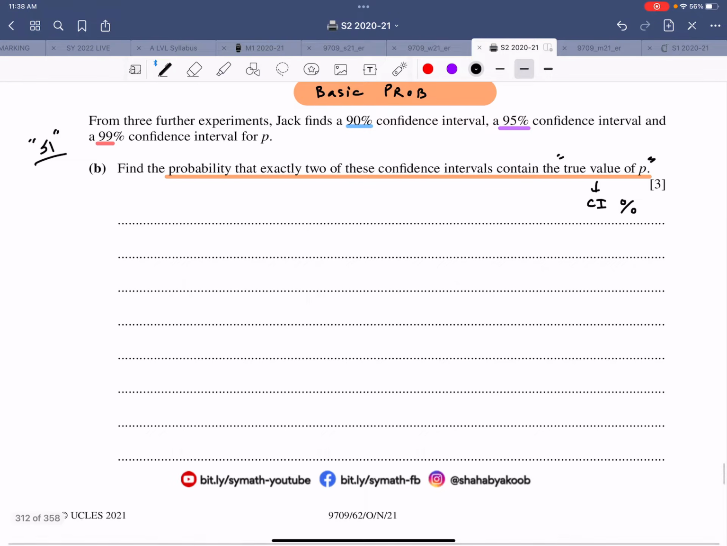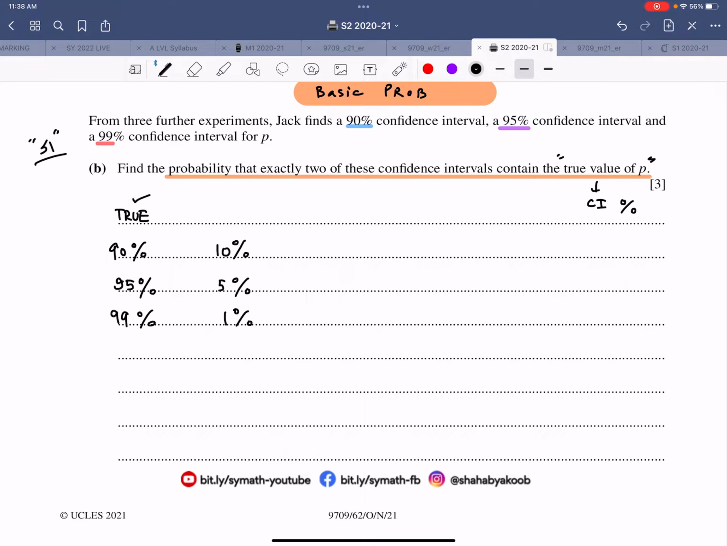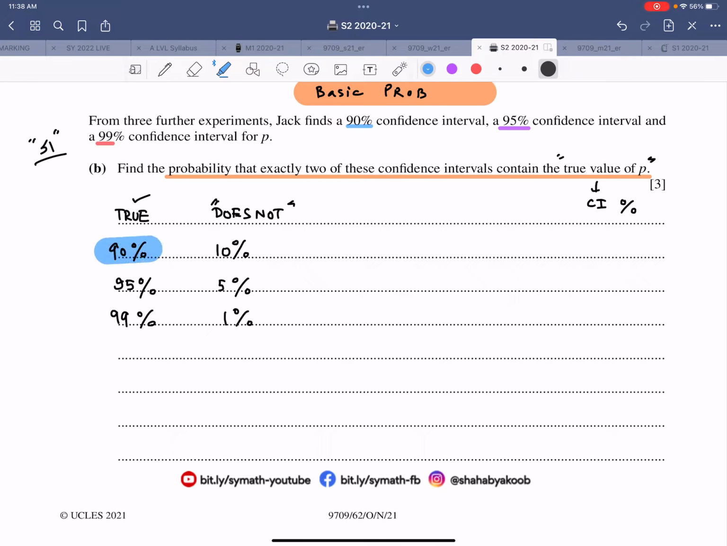So 90% versus 10%. And let me move it to the corner. And then what's the next one? 95% and then 5%. And then 99% and then 1%. So this contains the true value. This does not. Got the idea? So basically, how do you work? You work like this. That means you take this value. Two of these contain this, this, and this.